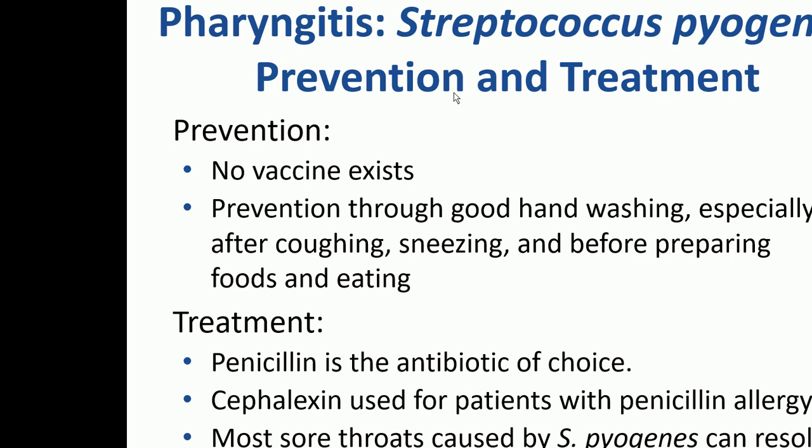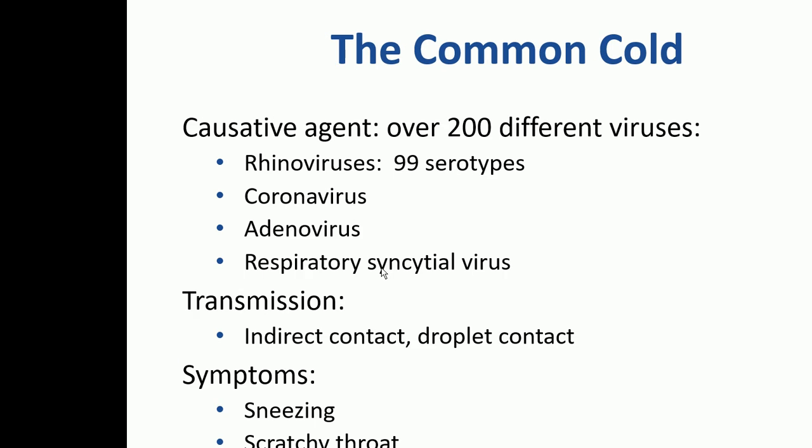Okay, prevention and treatment. No vaccine exists for them. Prevention is through good hand washing, especially after coughing, sneezing, and before preparing food and eating. Penicillin is the antibiotic of choice for pharyngitis caused by Streptococcus pyogenes. Now the common cold is caused by over 200 different viruses, which include rhinoviruses, coronaviruses, adenoviruses, and respiratory syncytial viruses.